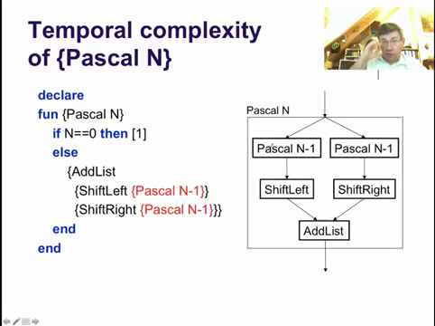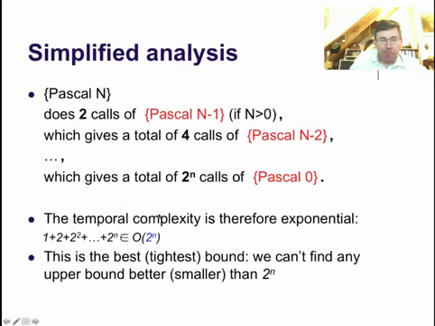So let's calculate now the temporal complexity. In order to do that, we're going to use a simple analysis where we want to count the number of calls of Pascal that are done in a complete computation. So for Pascal n, we have 2 calls of Pascal n minus 1. So we have here a simplified analysis. Pascal n does 2 calls of Pascal n minus 1 if n is greater than 0.